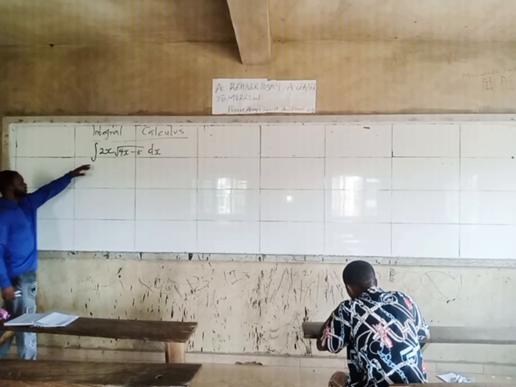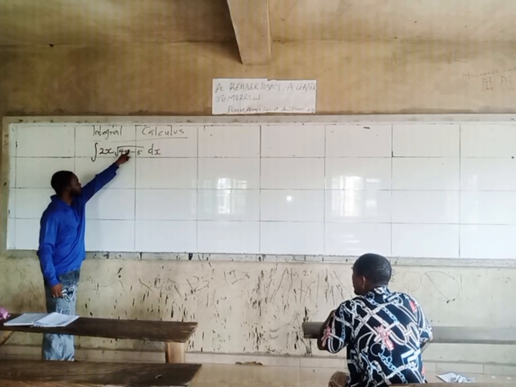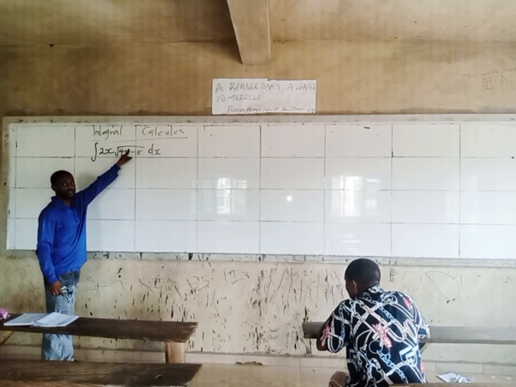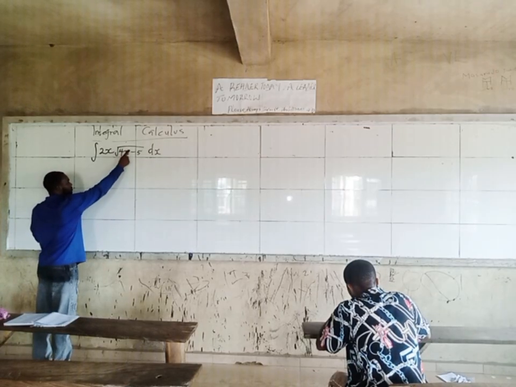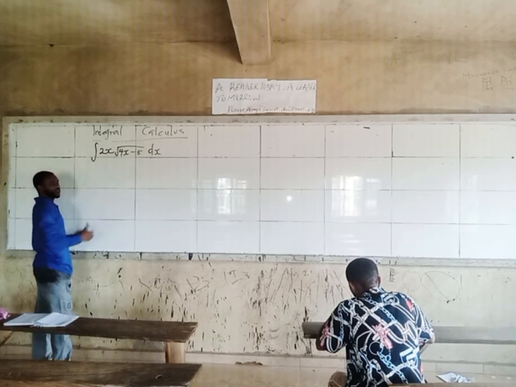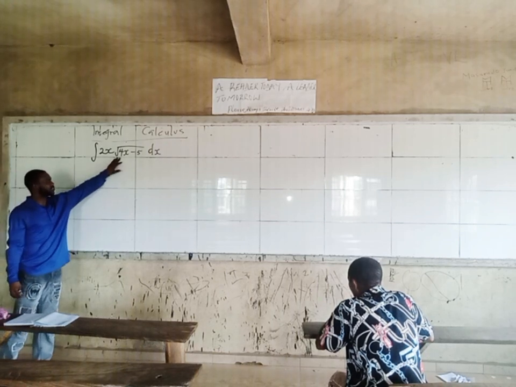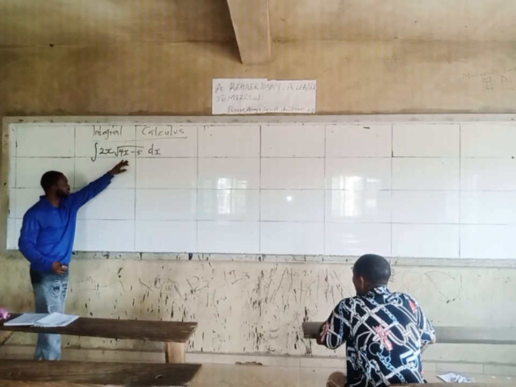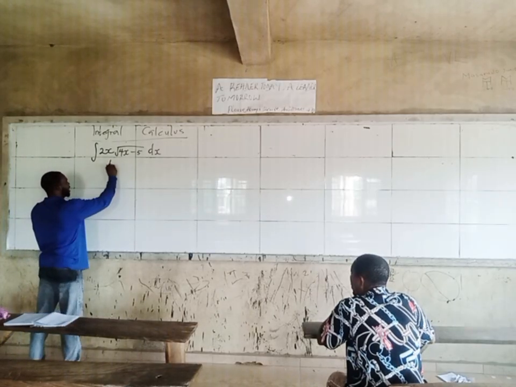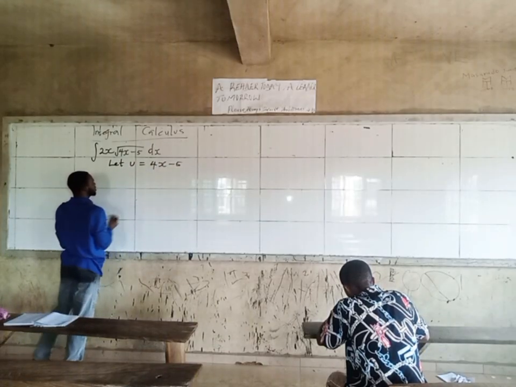So to integrate this, now notice something. You see that the power I have on this is the same power I have here. So once you notice that the powers you have on the variables are the same, and they are being separated by a multiplication sign, all you just need to do is make your u the one that is looking more complex. So I can say let u equals 4x minus 5 in this case.